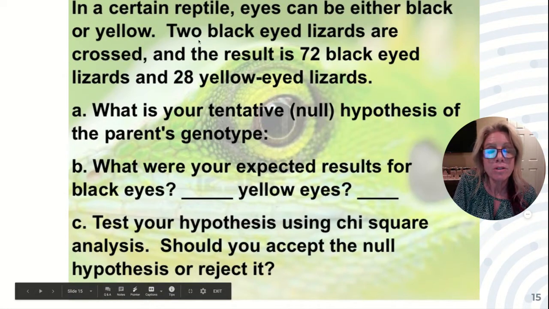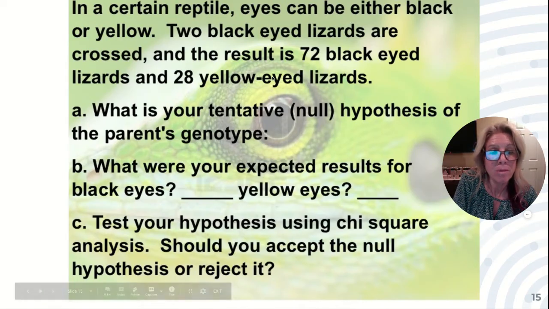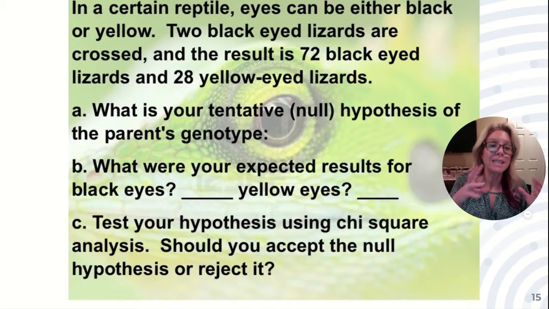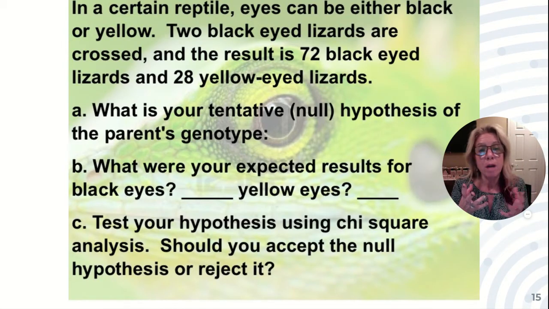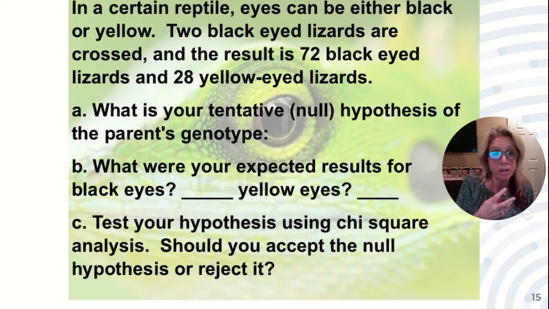So in this case, when I read something like this, I would assume that black eyes are dominant over yellow eyes because you can't hide that dominant trait. So I had two black-eyed lizards, but they were hybrids. They were each carrying a big B, little b, where the little b would represent the yellow allele. So my hypothesis would be simple dominance, that these two parent lizards were hybrids, and I would have predicted a 3 to 1 ratio in the offspring. So what were my expected results? I made this simple for you. 72 plus 28 is 100. So I would have expected a 3 to 1 ratio, 75 to 25.